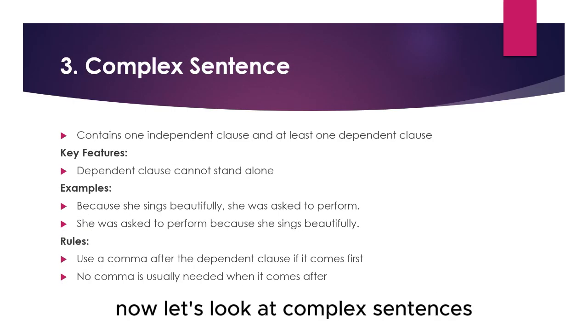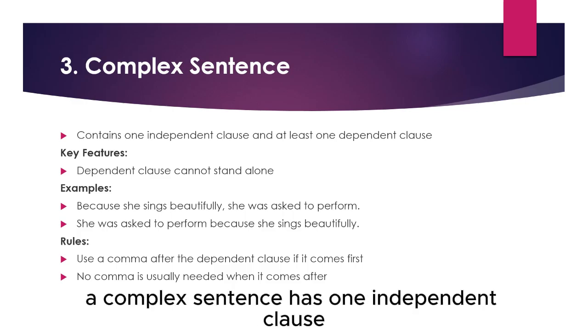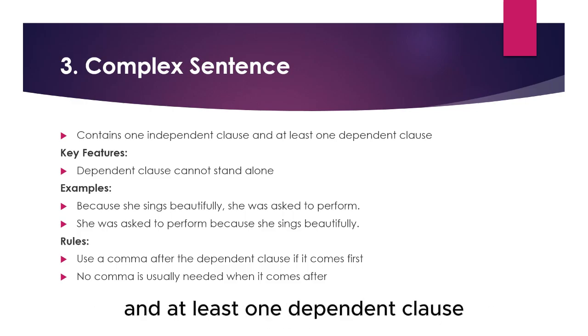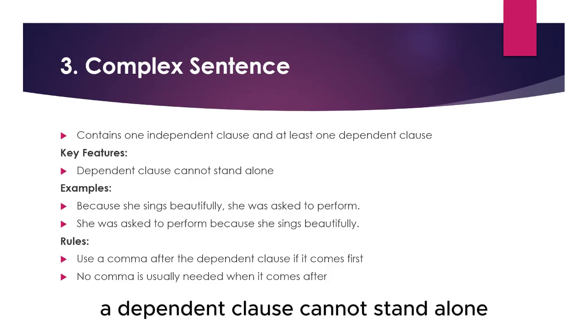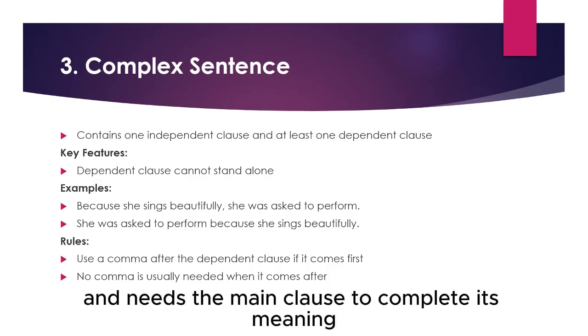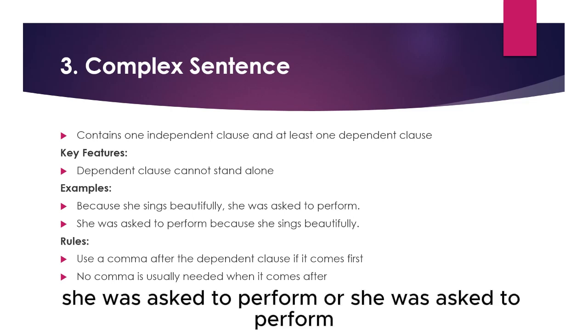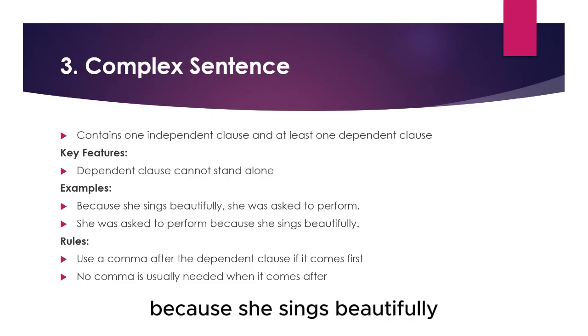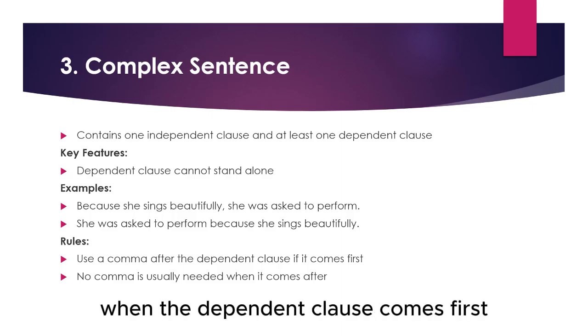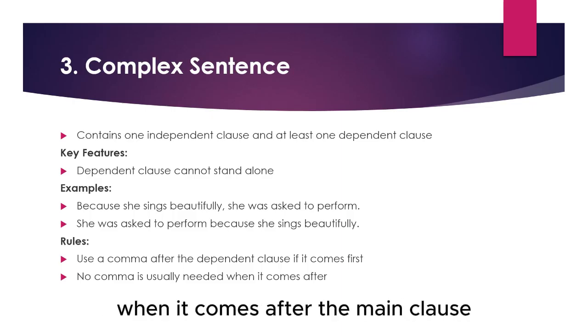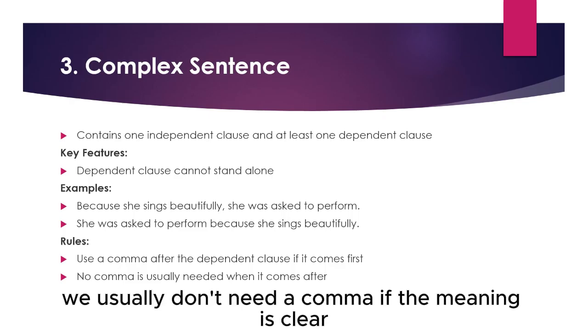Now let's look at complex sentences. A complex sentence has one independent clause and at least one dependent clause. A dependent clause cannot stand alone and needs the main clause to complete its meaning. For example, because she sings beautifully, she was asked to perform. Or, she was asked to perform because she sings beautifully. When the dependent clause comes first, we use a comma after it. When it comes after the main clause, we usually don't need a comma if the meaning is clear.